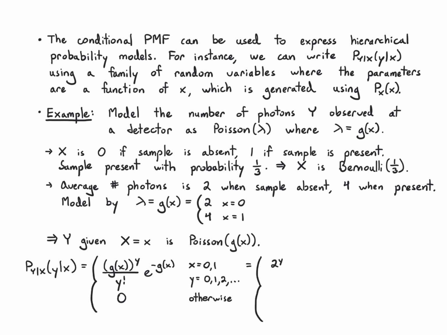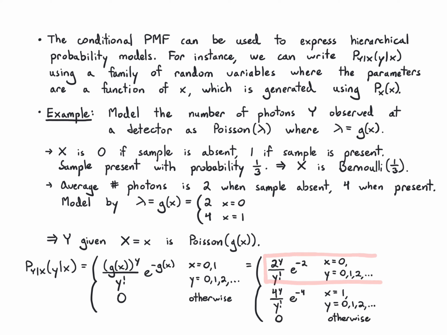Okay, so often it's helpful to simplify this. If we just have a couple of cases for x, I'm just going to evaluate this formula by plugging in g for each case of x. So first I'm going to have 2 to the y over y factorial e to the minus 2 when x is 0, and 4 to the y over y factorial e to the minus 4 when x is 1. And we can just remind ourselves this is when the sample is absent, and this is when the sample is present.